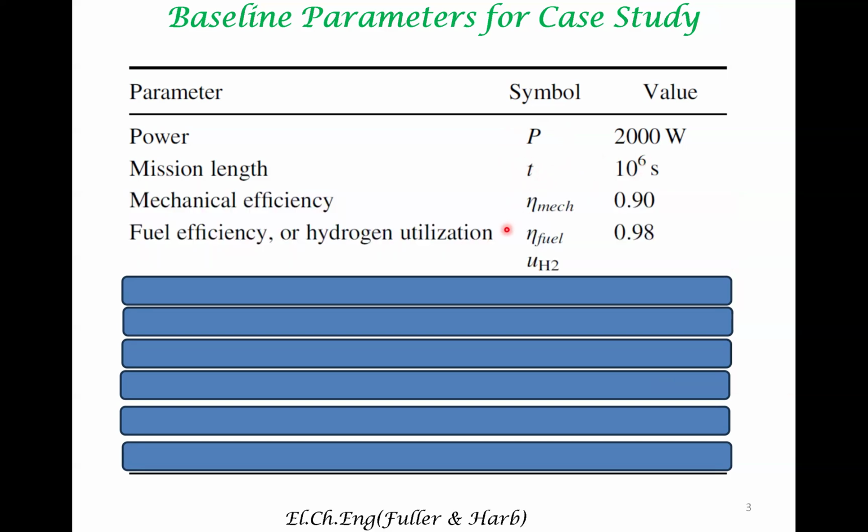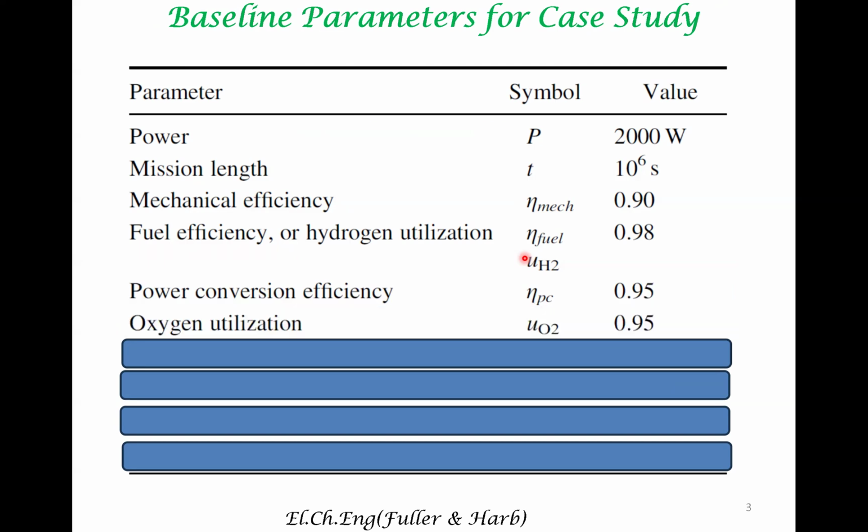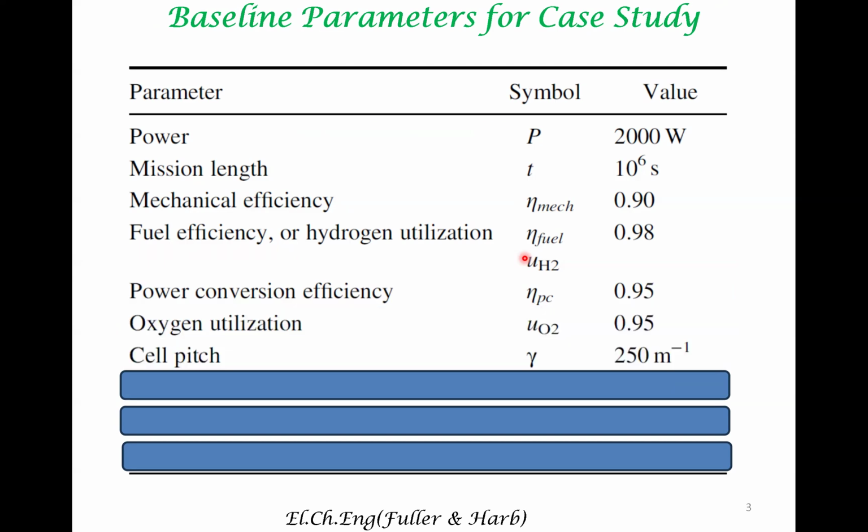Mechanical efficiency, fuel efficiency have been defined in previous lectures. A fuel cell with a specific mechanical efficiency, fuel efficiency, and utilization of hydrogen is also fixed. The power conversion efficiency is further fixed. Oxygen utilization is also fixed.